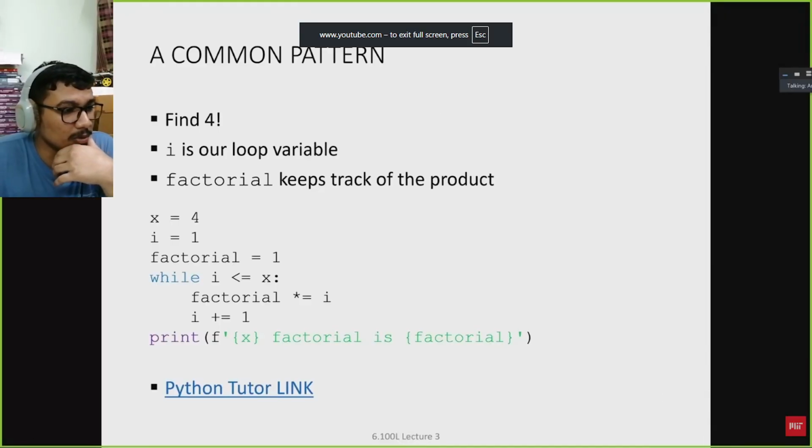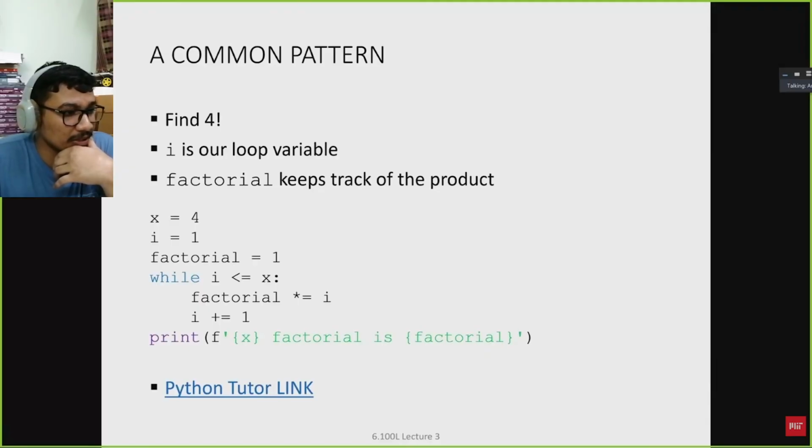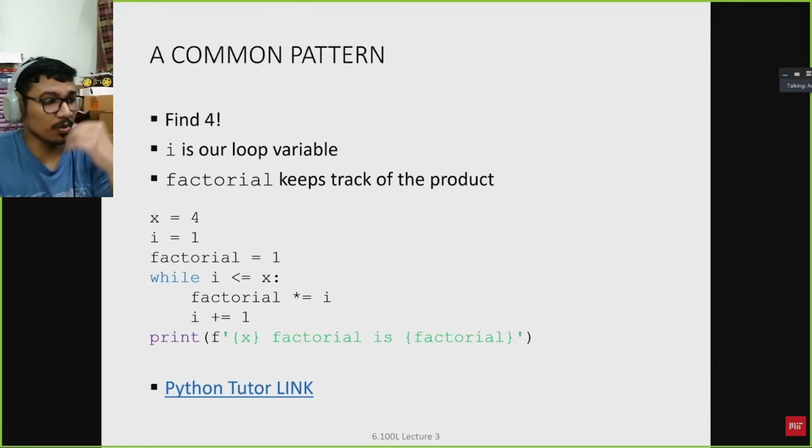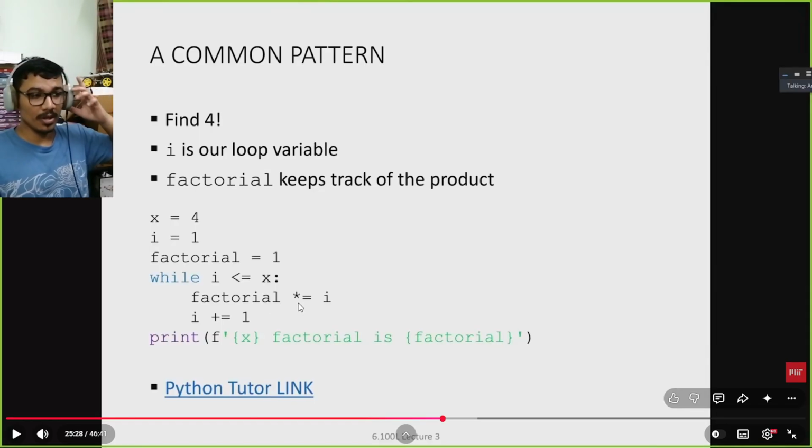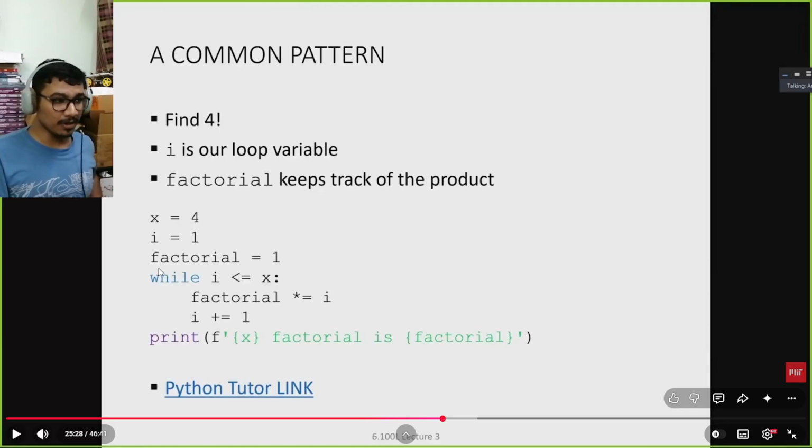So factorial equals 1, while I is less than or equal to x. Okay, so we just introduced another variable over here, and then I equals I plus 1. Now the I over here becomes 2. Then it's going to get out of the loop. So yeah, 2 is still less than or equal to. Okay.